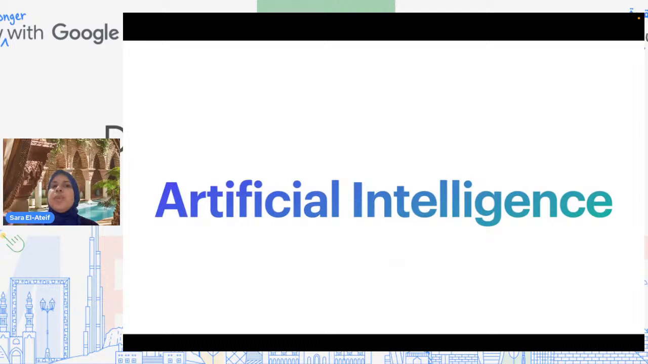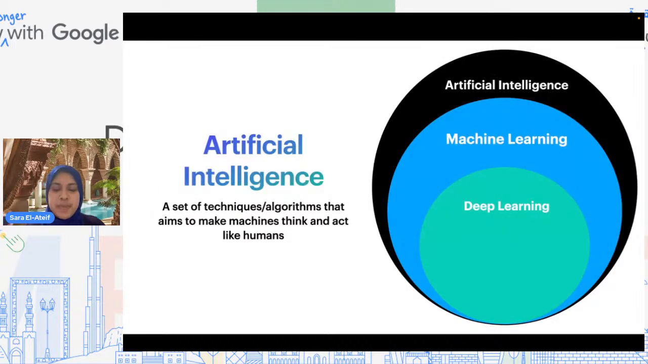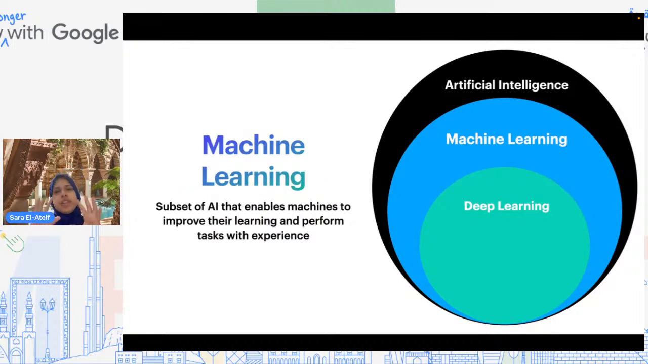So, first things first, what is artificial intelligence? Practically, you can think of artificial intelligence as a set of tools and techniques which aim to replicate how we humans think and act. That's the big goal of artificial intelligence. Previously, we used very basic algorithms to try and replicate human thinking and actions.